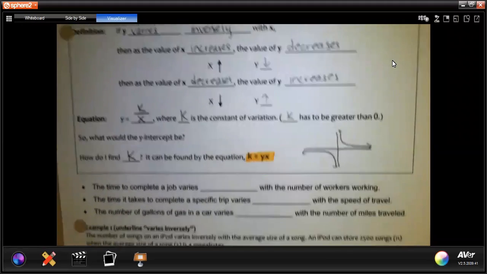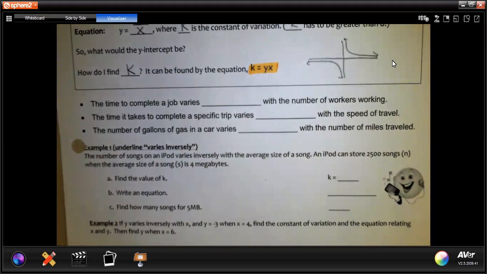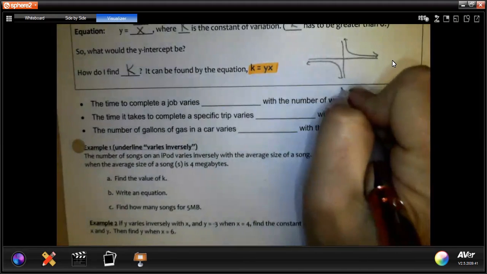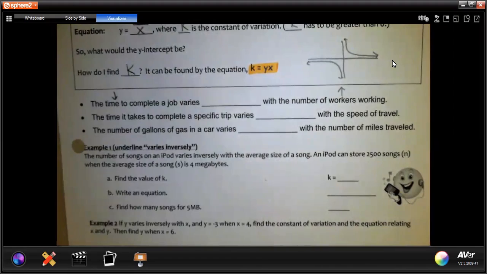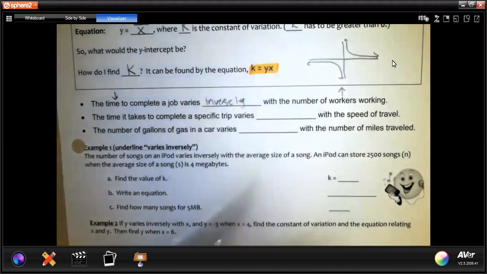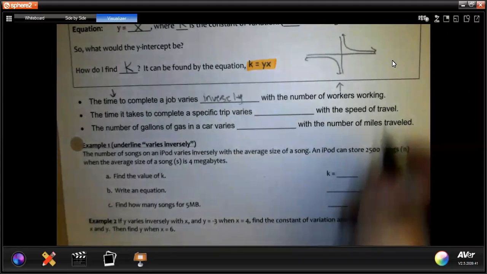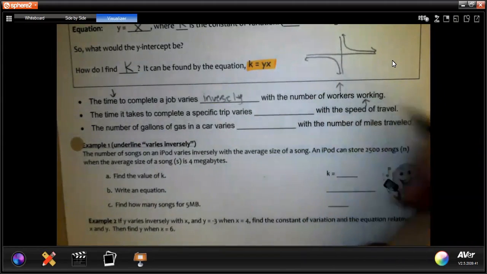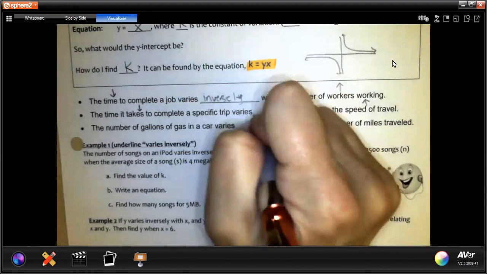We're going to talk about a couple scenarios here where inverse variation takes place. It says the time to complete a job varies blank with the number of workers working. So if we think about it, the more workers that we have working, it should take less time. Since both of those are doing the opposite, that would be inversely. The time it takes to complete a specific trip varies with the speed of travel. So the faster I go, the less time it's going to take. So that would be inversely.